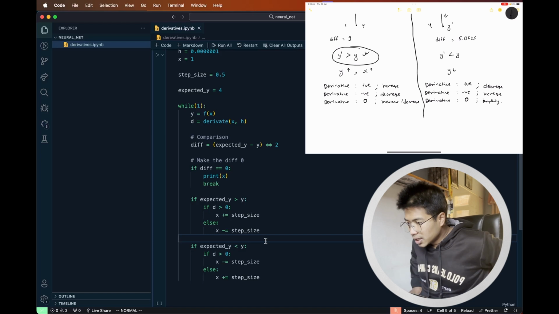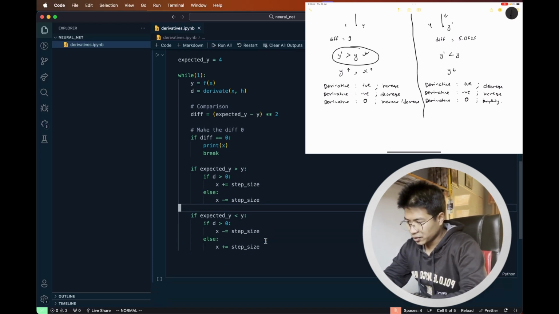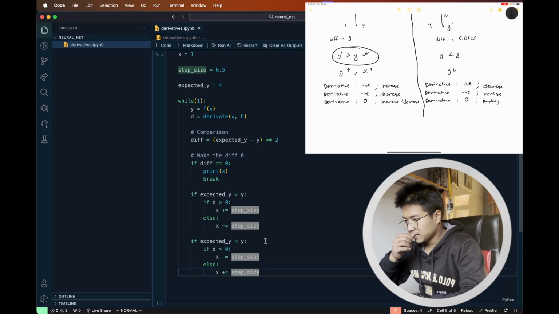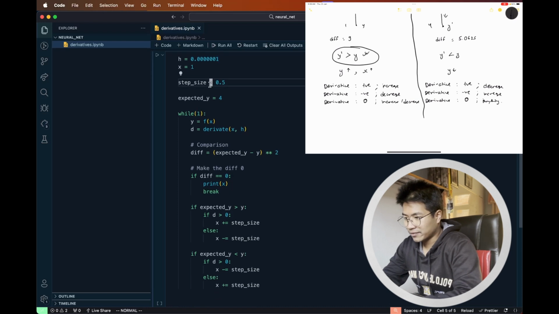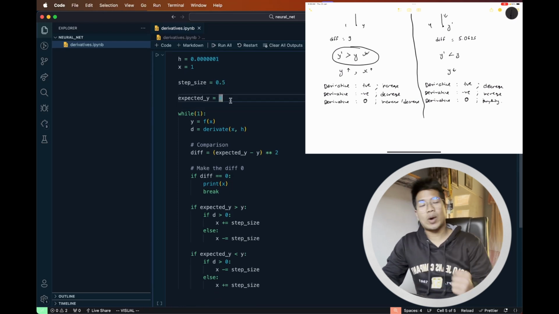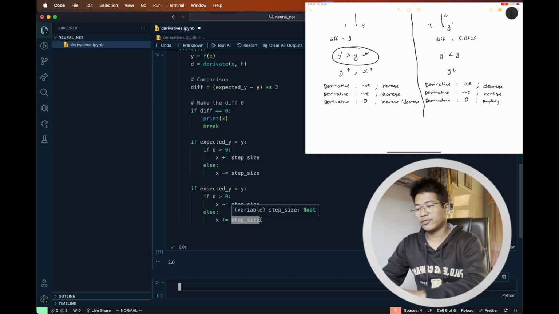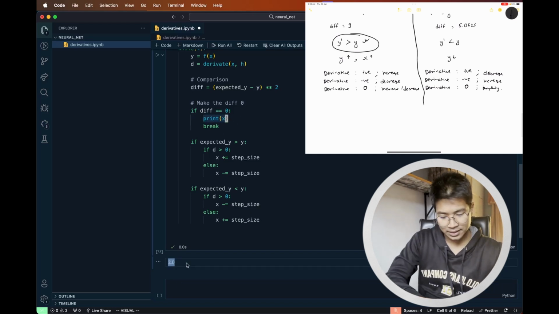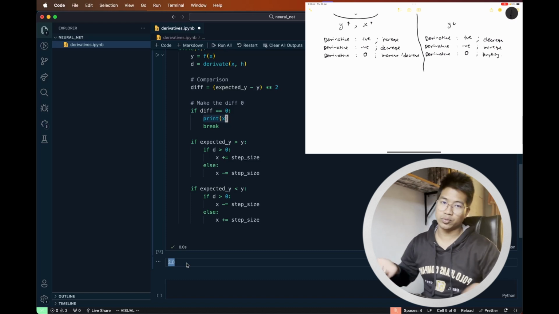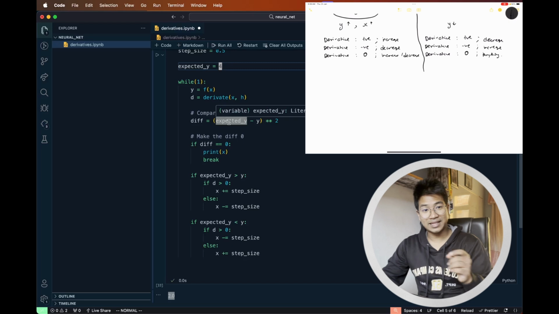Okay, cool. So this should do, in theory. So let's run this and see what we get. We start your x with 1, we have this step size, we expect our y to be 4, so let's get our answer. And the answer that we get for our x is 2. This means that when your x is 2, you are expecting your y to be 4. So good. That is very good.